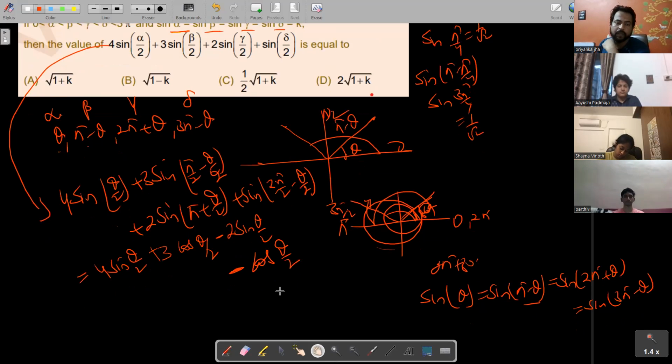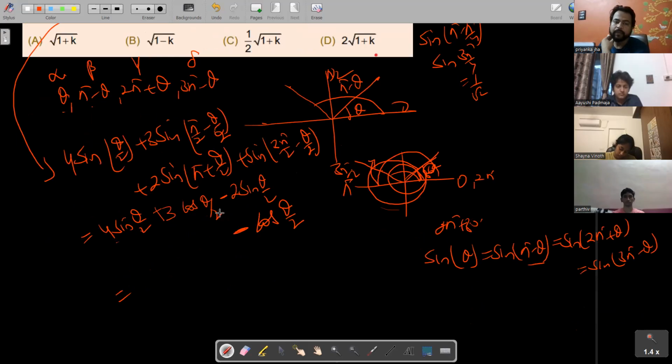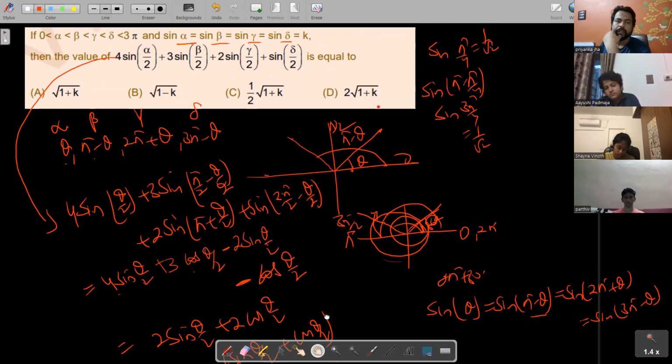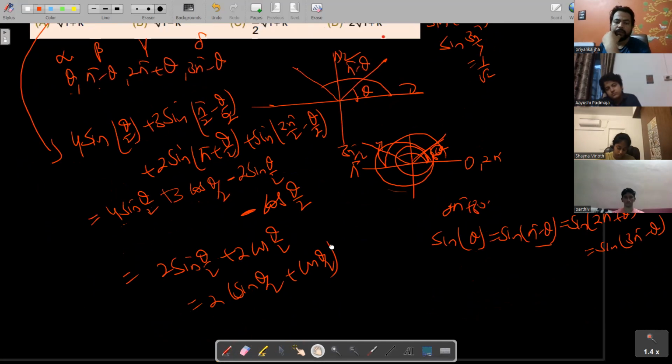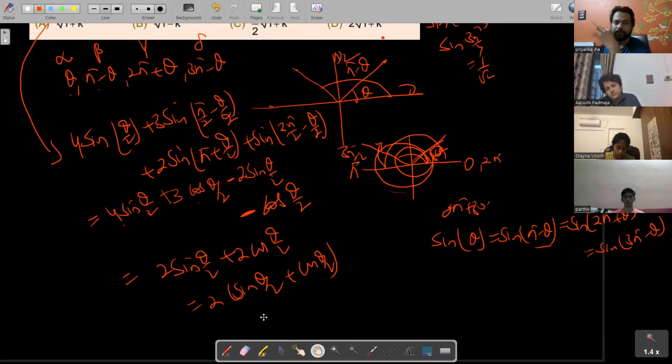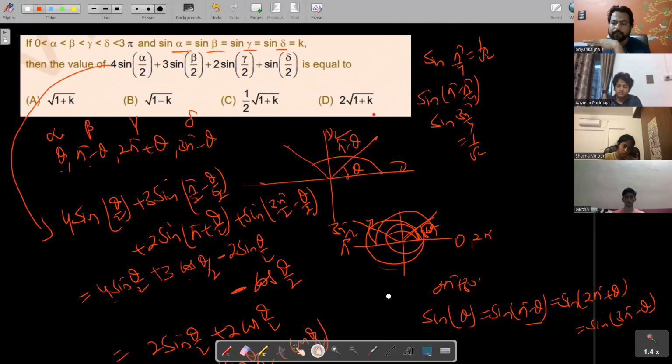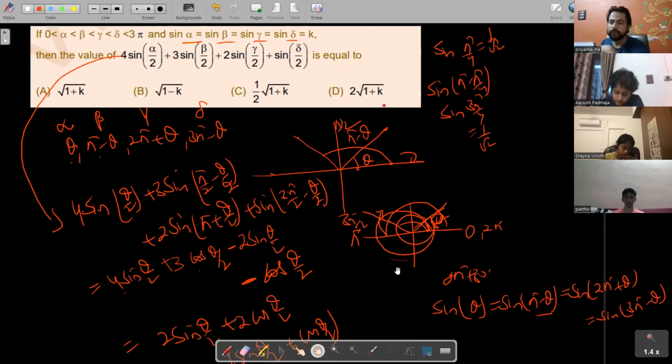Now you can see: 4 sine theta by 2 minus 2 sine theta by 2 is 2 sine theta by 2, and 3 cos theta by 2 minus cos theta by 2 plus again 2 cos theta by 2. Take 2 common: 2 into sine theta by 2 plus cos theta by 2. First note it down, then I'll tell you. Getting my point? If you have any doubt, let me know.